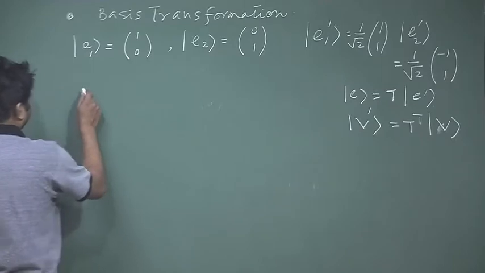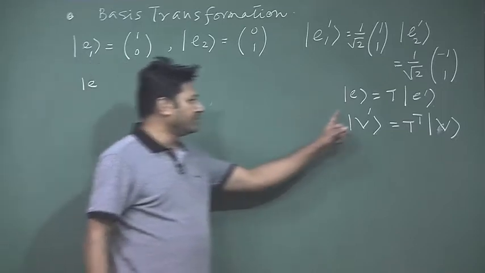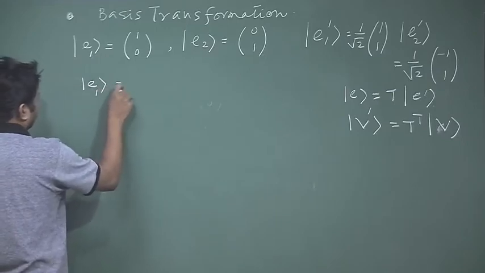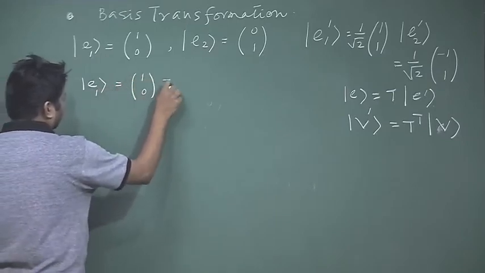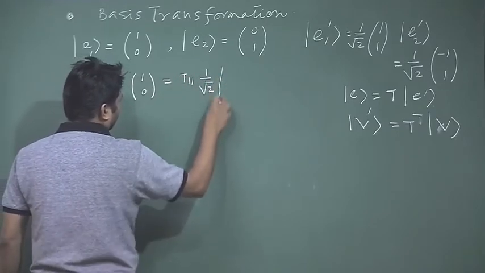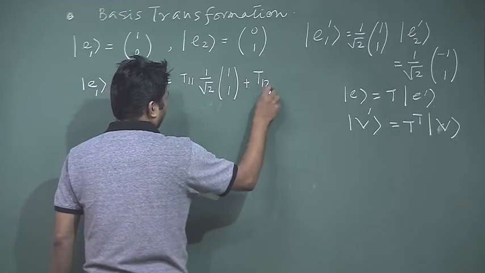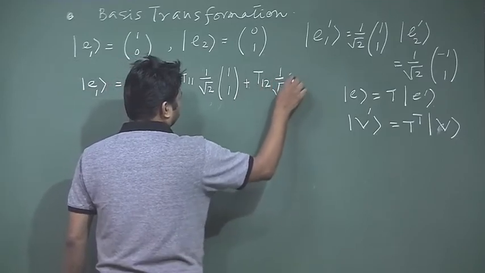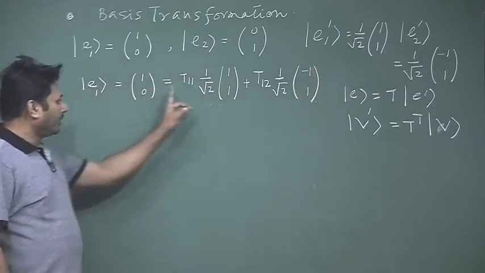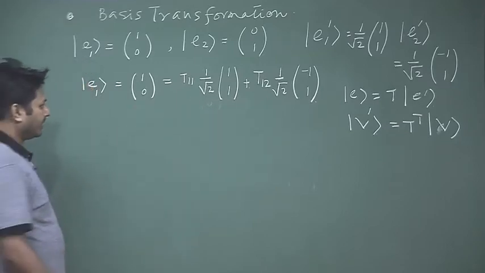So, let me write E matrix, first I need to write E matrix in terms of prime. If I do, then my E1 which is 1 0, I can write it as T11 times 1 by root over 2 (1 1) plus T12 times 1 by root over 2 (minus 1 1). T11, T12 I do not know right now, I need to find out because this equation is there. So, I can figure out what is the value.